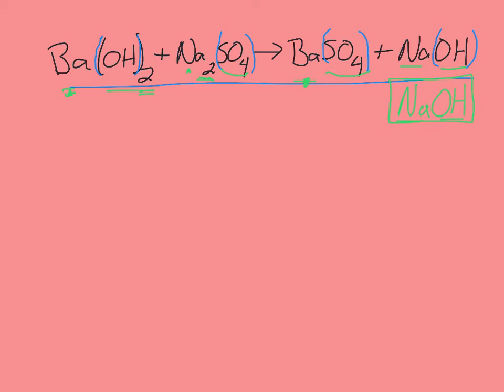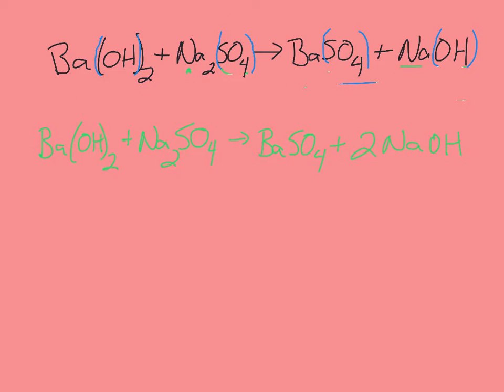So my balanced chemical reaction then would be Ba(OH)2 plus Na2SO4. I have BaSO4 plus now two NaOH. And then all of this other stuff we can just erase. We don't need any more of that stuff. Okay, so that is our balanced chemical equation.